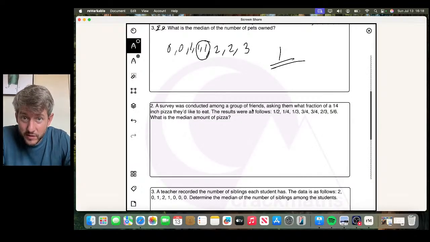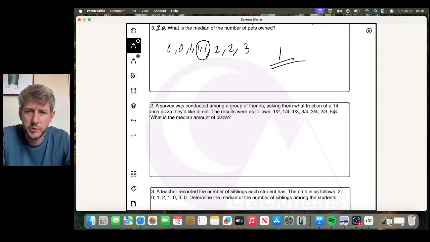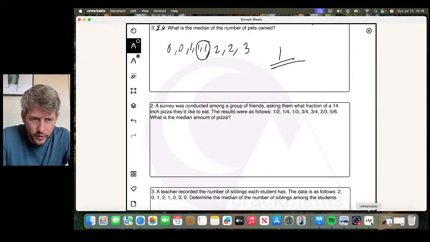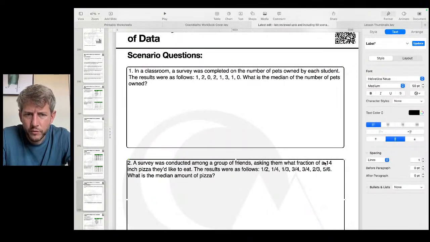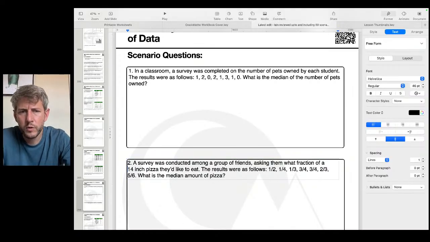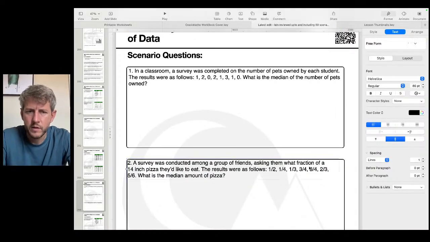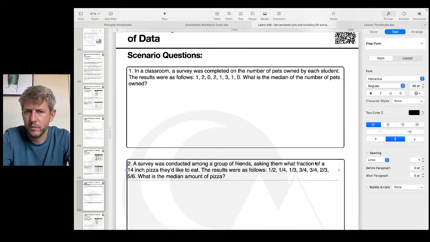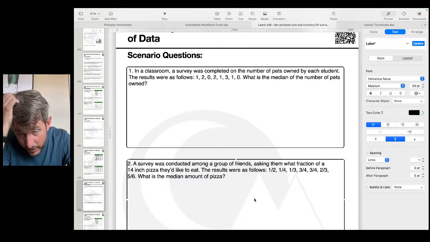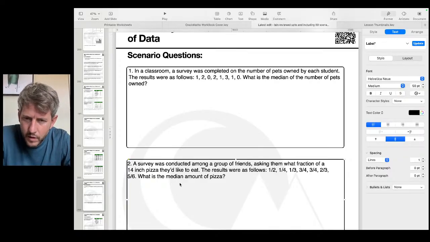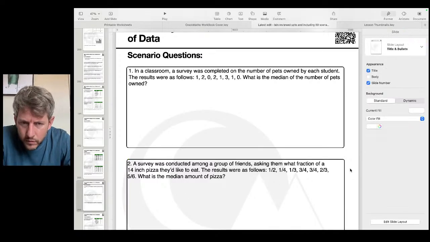A survey is conducted among a group of friends asking them what fraction of a 14-inch pizza they'd like to eat. Okay, right, again, that's not nicely edited. What fraction of a 14-inch pizza they'd like to eat? Okay, so here we go. The results were as follows.